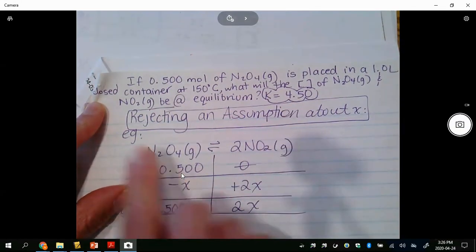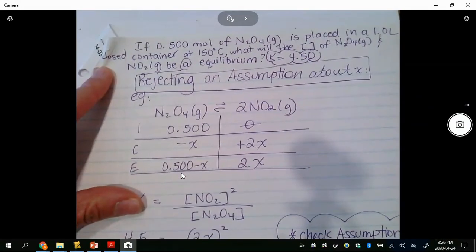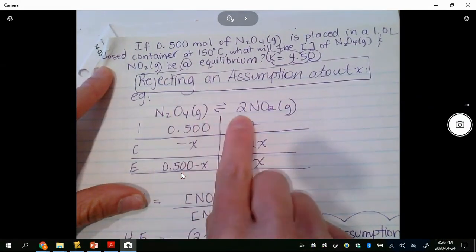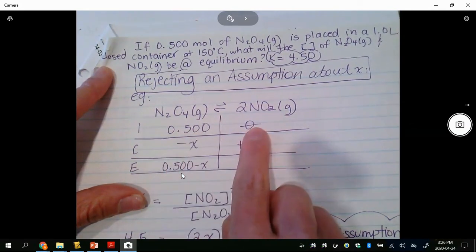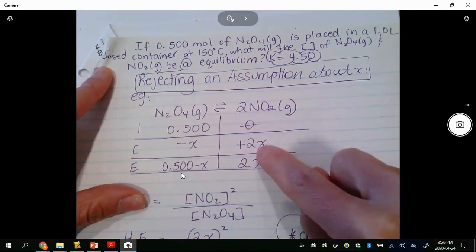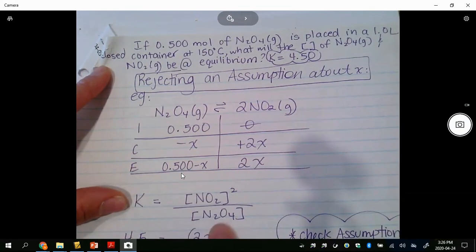This is an example of rejecting an assumption about x. So here I'm going to set up my equation. N2O4 gas forms 2NO2 gas. Plug in your initial that they gave us. We don't know what the product is, minus x, plus 2x. You get that. And then you do your K expression.